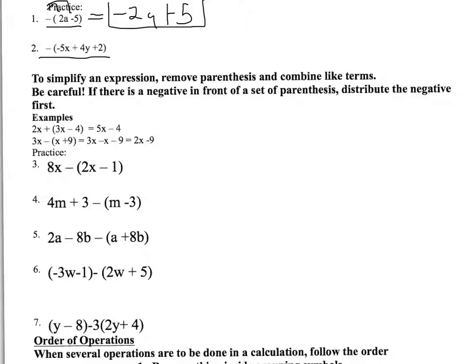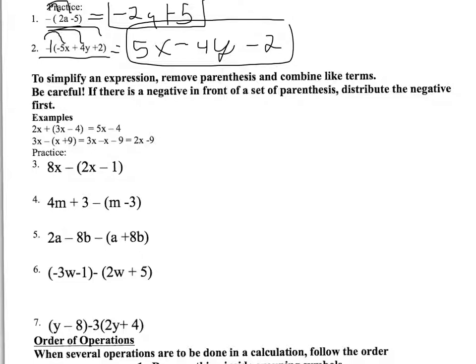Same thing in number 2. Do you see a negative in front of these parentheses? Well, yes. So we want to get rid of the parentheses, and this acts like a negative 1, so we're going to distribute. Negative 1 times negative 5x, negative times negative is a positive, so that's a positive 5x. Negative 1 times a positive 4y is negative 4y. And then finally, negative 1 times positive 2 gives us negative 2. And that is the simplified version.